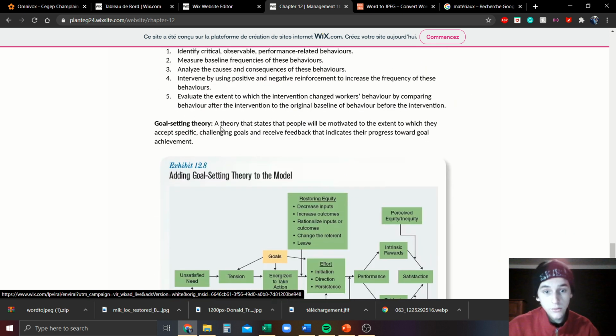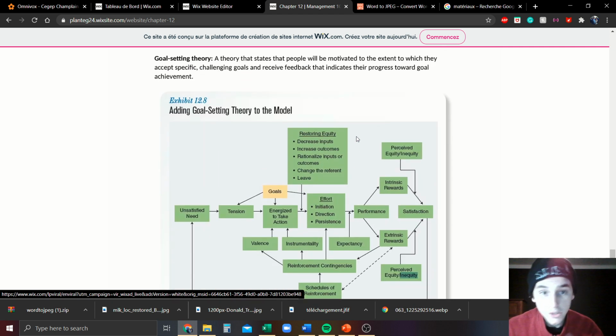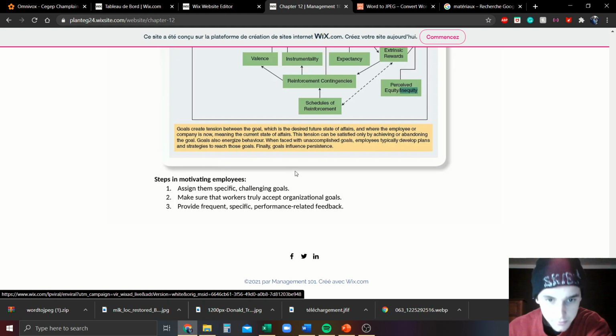Now for the goal setting theory, a theory that states that people will be motivated to the extent to which they accept specific challenging goals and receive feedback that indicates their progress toward goal achievement. So you need to set a goal as a manager, and if people can see that goal and have feedback on their progress, where they are in terms of achieving it, it will lead to better performance.